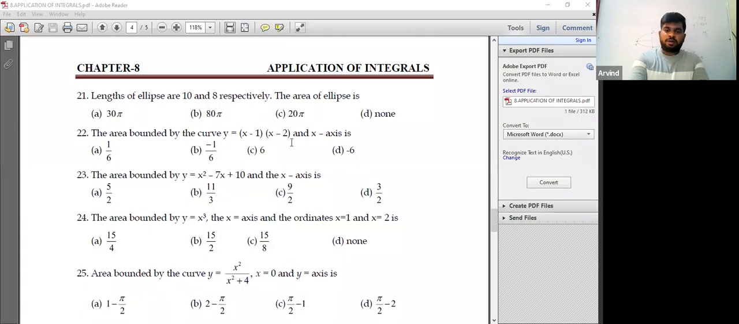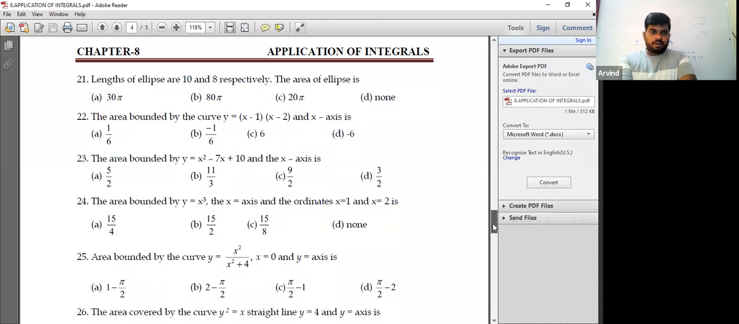Therefore, the area is pi AB. A is 5, B is 4. 5 into 4 is 20, so the area is 20 pi. So option C. Very simple. If they give the length, it is double. 10 just divided by 2, that will be your A, and 8 divided by 2 gives 4, that will be your B.